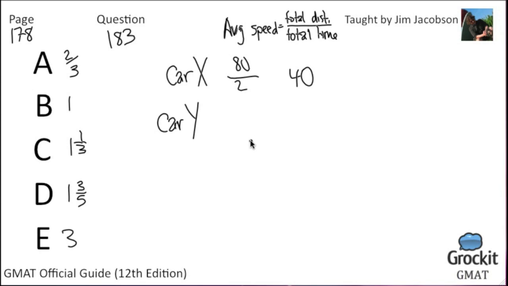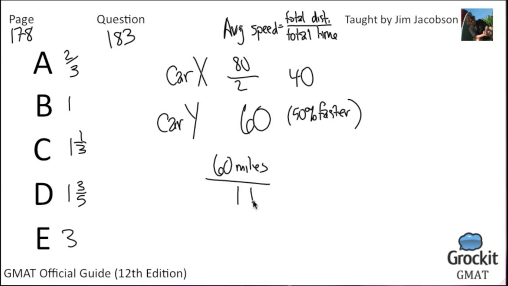Car Y, we don't actually know how fast it went, or do we? The question actually tells us that it was 50% faster. A 50% increase on 40, 50% of 40 is 20, so we add 20 onto 40. Car Y must have been going 60, which is 50% faster. Okay, so if car Y is going 60 miles every 1 hour, how long did it take it to go 80 miles?